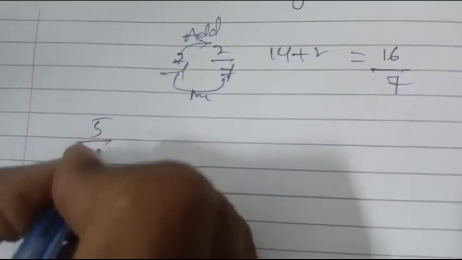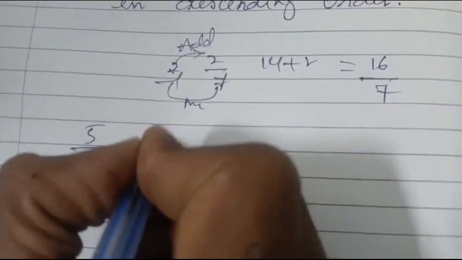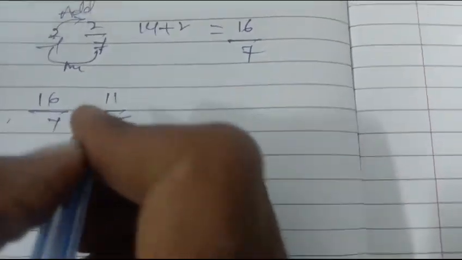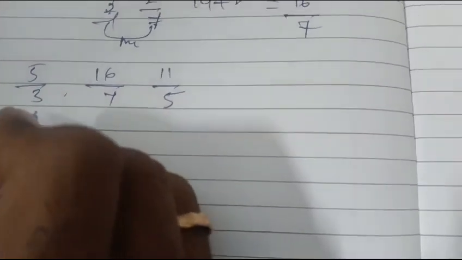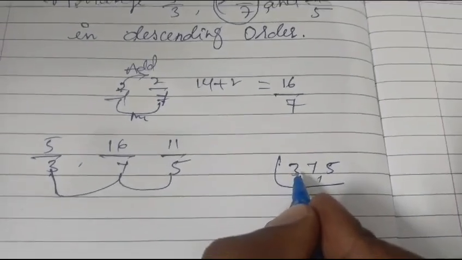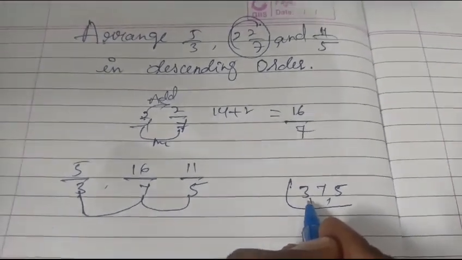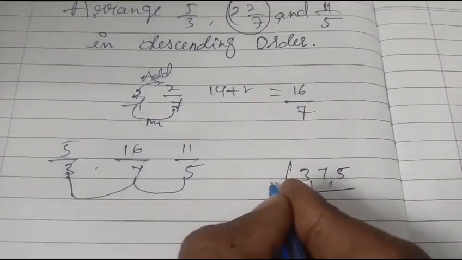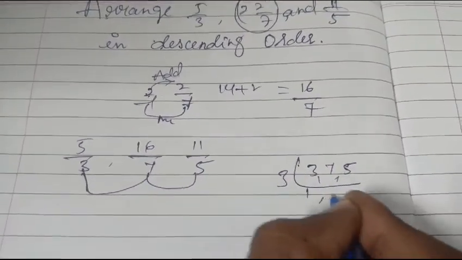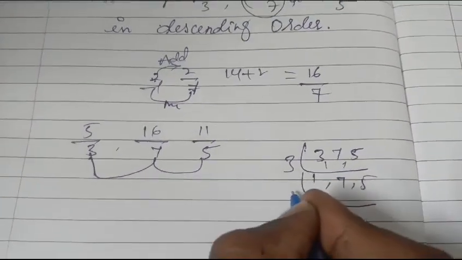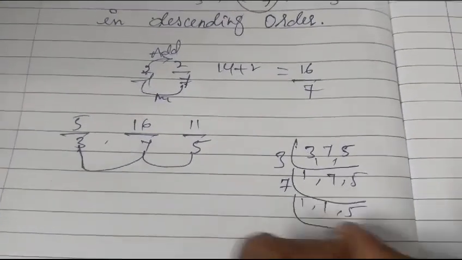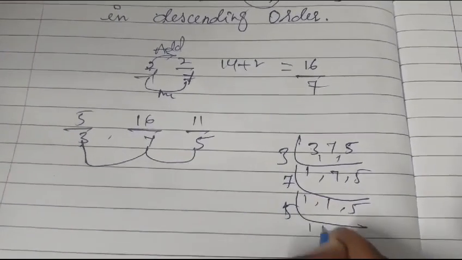So 5 by 3, 16 by 7, 11 by 5. Next, what we have to do is take the LCM of these three. To take the LCM, look at this, since these are odd numbers, 3, 7, 5, we cannot go through one table. So 3 ones are, okay. Next is 7 ones are, next is 5.